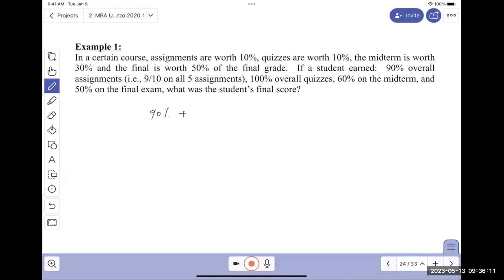So 90%, 100%, 60%, and 50%. A 90, 100, 60, and 50. And you would add them up and divide by 4.